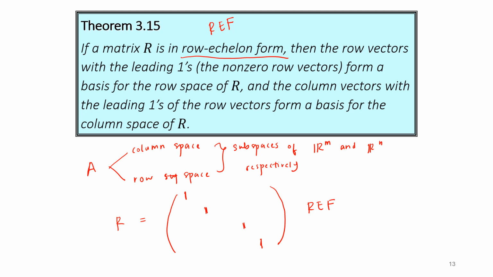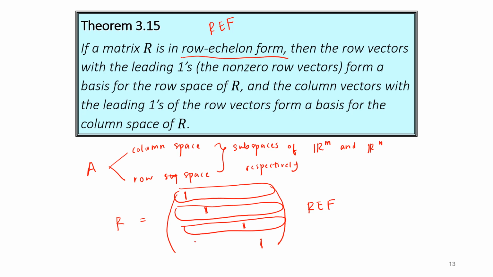This theorem says that row vectors with the leading one form a basis for the row space. So any row vectors that contain a leading one form a basis for the row space. Bear in mind that in REF form, there might be rows that don't have any leading one. And the same goes for the column space.